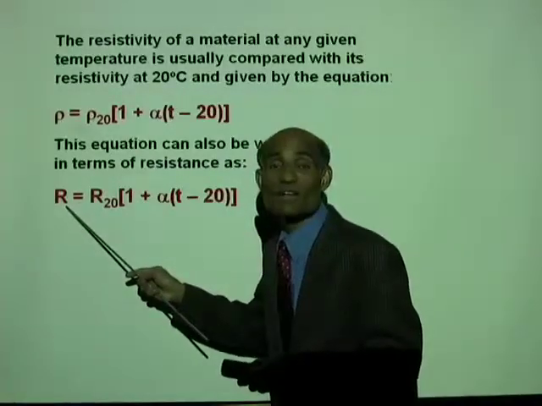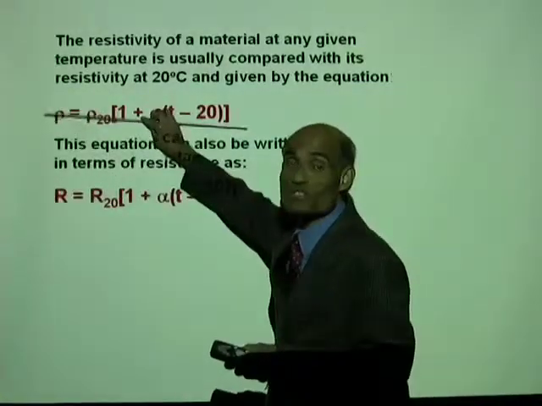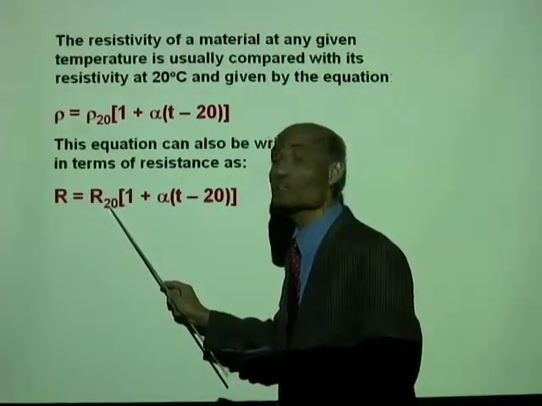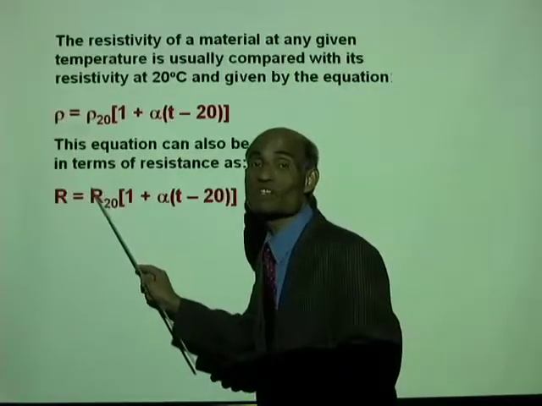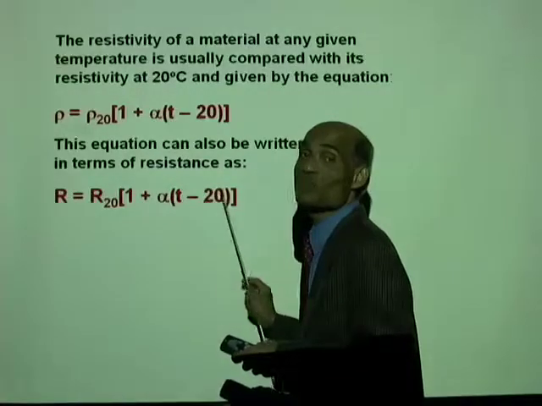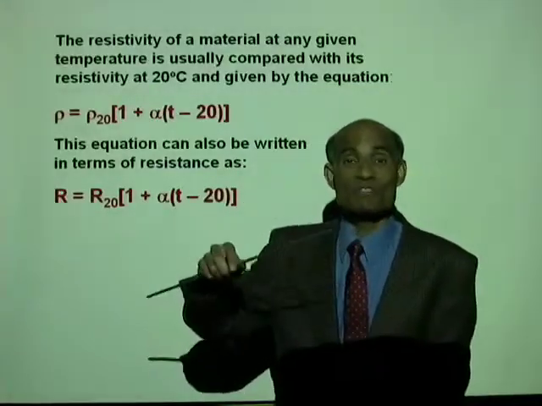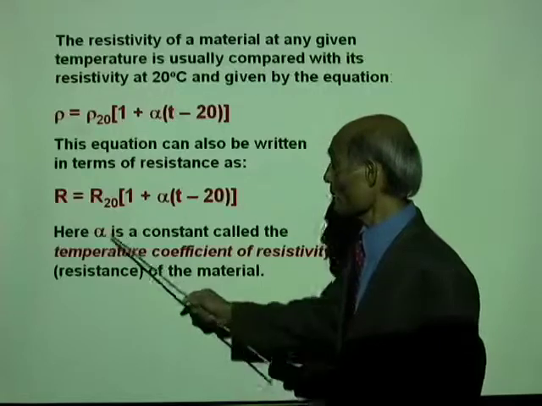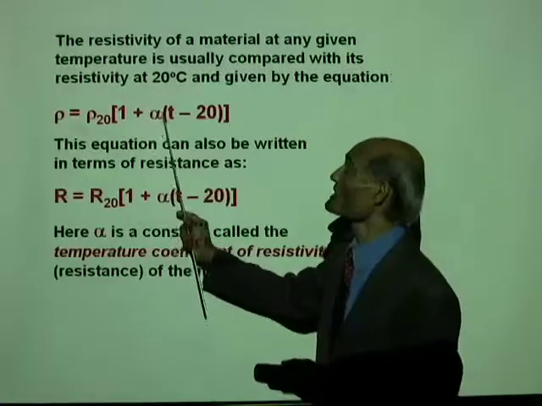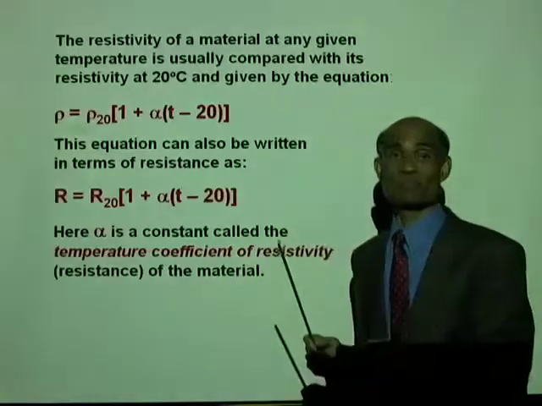A similar equation can be written for resistance. You can see resistance and resistivity. Resistance at any given temperature, R, is R20, meaning resistance at 20 degrees Celsius, times 1 plus alpha times (T minus 20), where alpha is called the temperature coefficient of resistance. Now here, alpha is a constant called the temperature coefficient of resistivity or temperature coefficient of resistance.